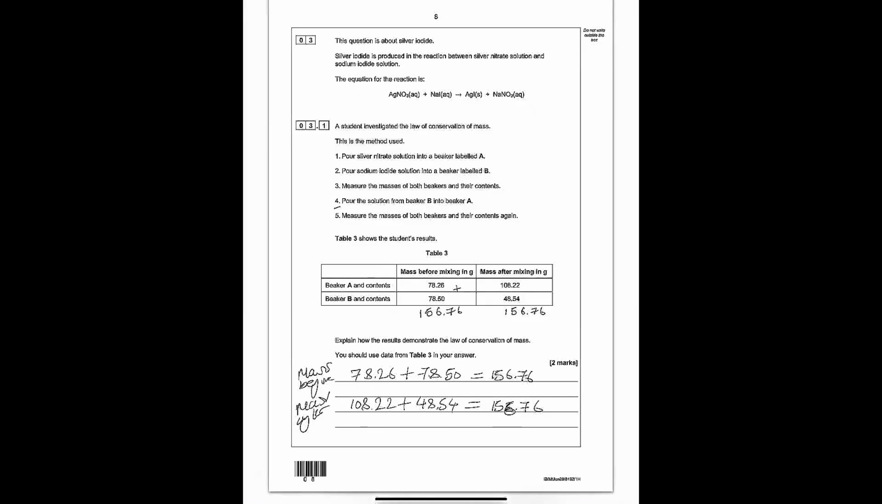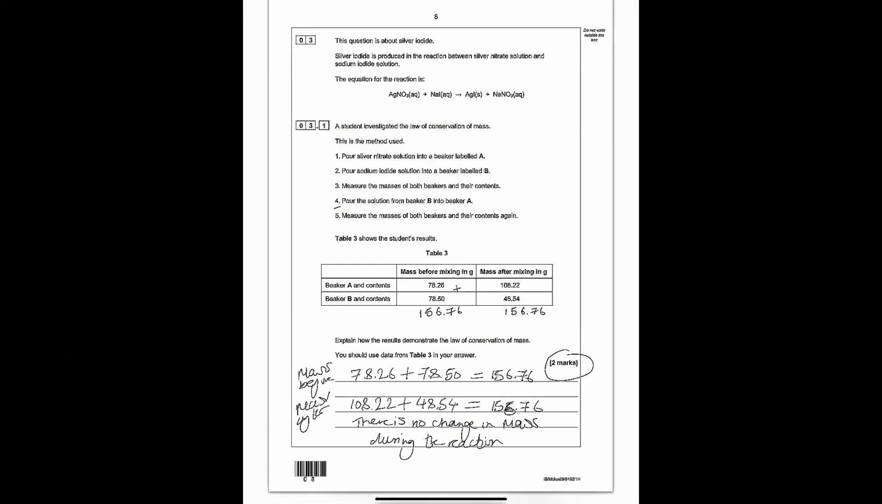So what you can write down at the end is that there is no change in mass during the reaction. That'll get you a 2nd mark. There is no change in mass during the reaction. Okay, so this will get you 2 marks, and this is how the results demonstrate the law of conservation.